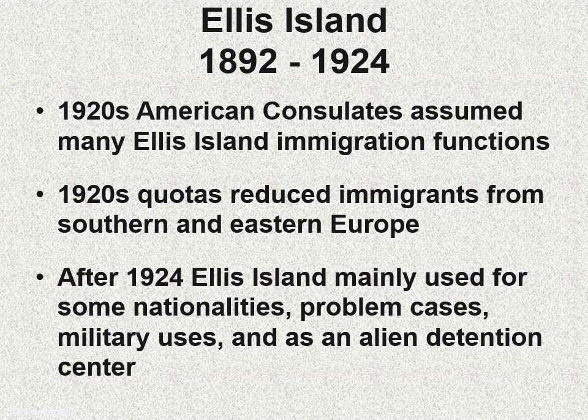American consulates overseas assumed many Ellis Island immigration functions. Then quotas became fashionable in the 1920s, reducing immigrants from basically Southern and Eastern Europe. That's where the main areas that went through Ellis Island. After 1924, Ellis Island was mainly used for some nationalities, problem cases, military uses, and as an alien detention center.